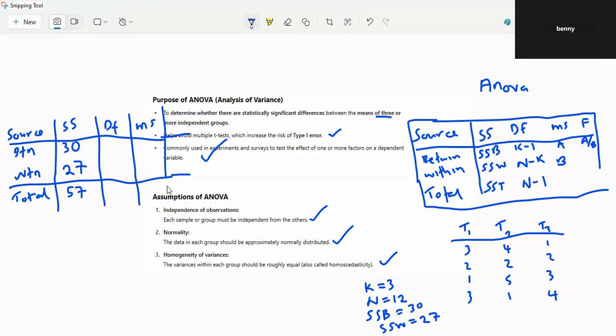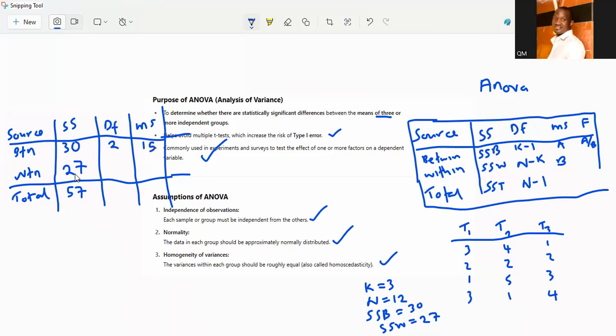What is our degree of freedom for between? K minus 1, all right? And what is our K here? It's 3. How do we get the 3? The number of columns. So what is 3 minus 1? That's 2. So 30 divided by 2, we put 15. Let's go to the next one here.